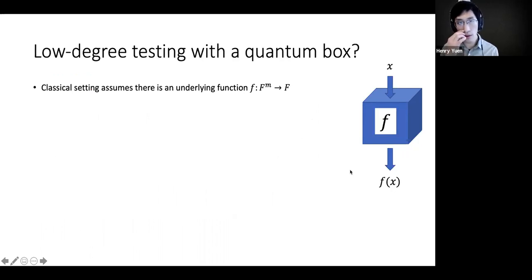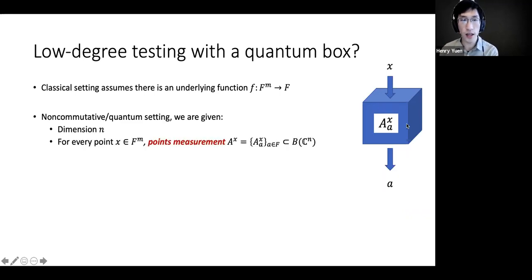All right, so let's say you had a quantum box instead of a classical box, and we tried to perform low degree testing on it. Like I said before, this box in the classical setting had some fixed table of numbers inside, but now let's instead assume that every time you plug in a point into this box, it performs a measurement and outputs something with some probability. So in this non-commutative or quantum setting, there's some underlying dimension n to your measurements. And for every point in the vector space, there is an associated points measurement. And when you make a points measurement, it returns a value in the finite field.